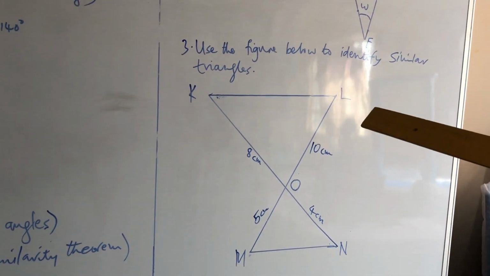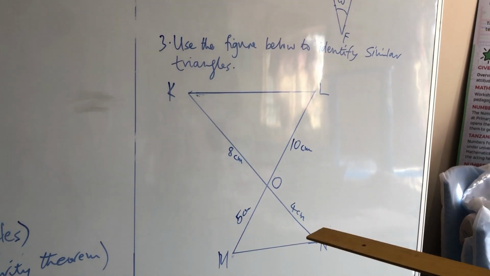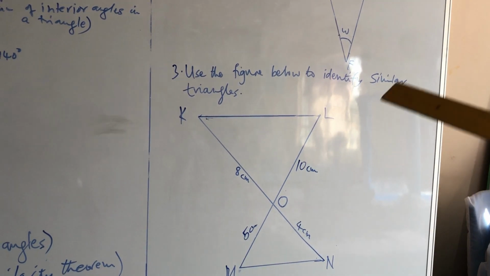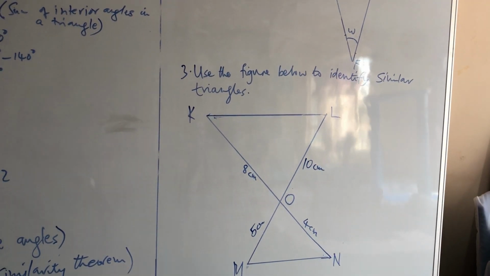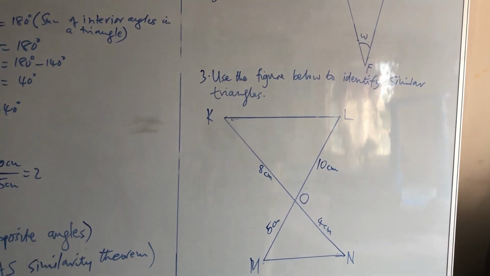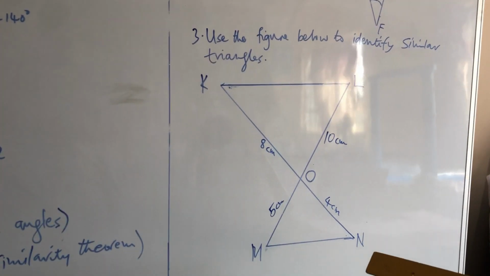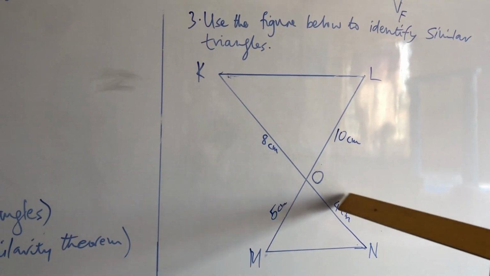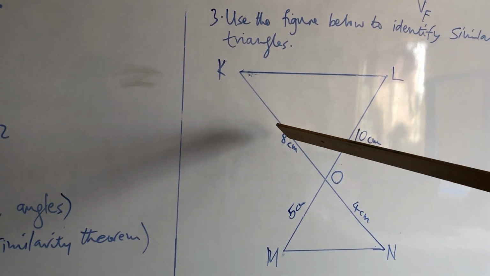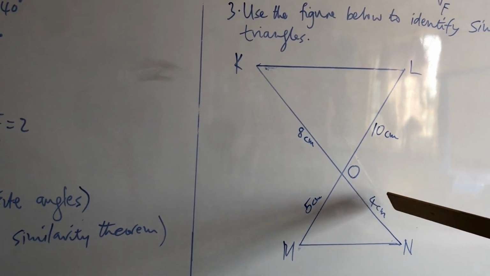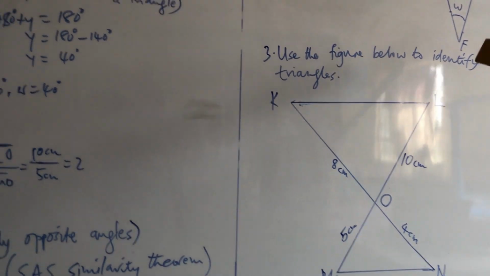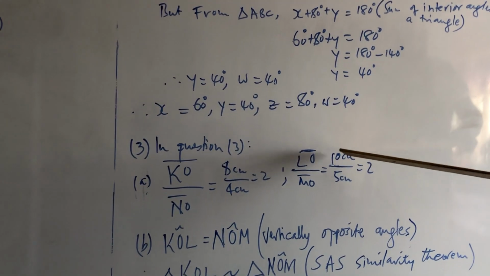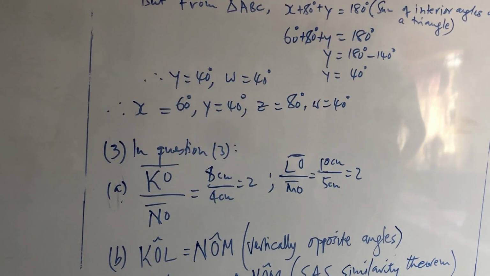Once more, welcome to solution for activity number 3. We can see the figure for number 3 is there, and the question is saying, use the figure below to identify similar triangles. Now, this is the diagram given with the different dimensions. And then if you go straight to the solution, KO over NO is equal to 8 centimeters over 4 centimeters, which is equal to 2. LO over MO is equal to 10 centimeters over 5 centimeters, which is equal to 2.